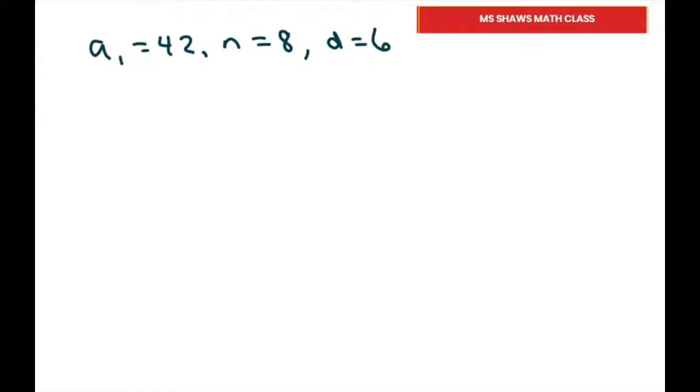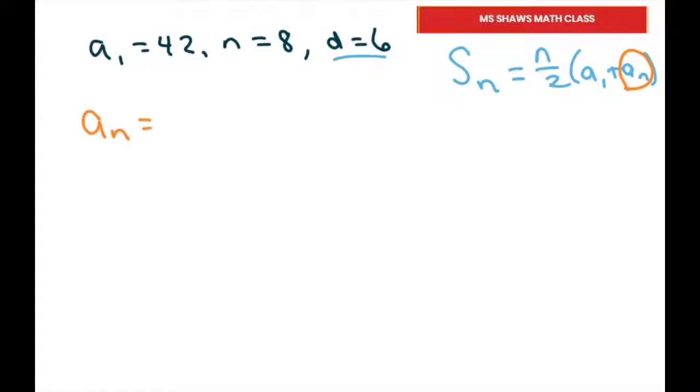Okay, the next one is here. So they gave you d, and we need S sub n to get our sum. We need this formula. What we're missing is this term. So I'm going to write this out and try to solve for it. So here's your formula. Now we're solving for this.